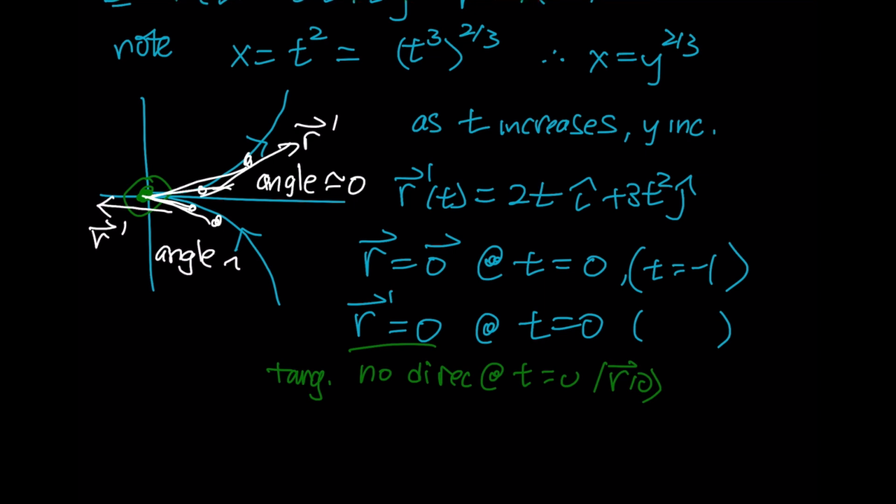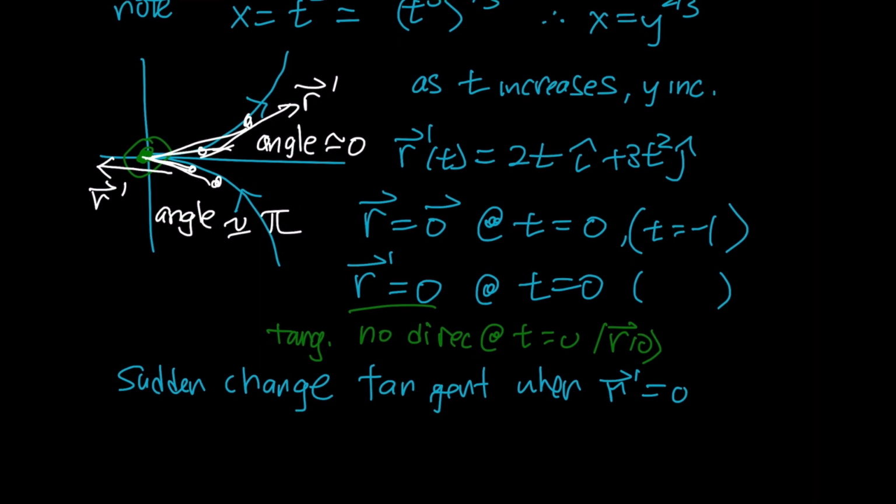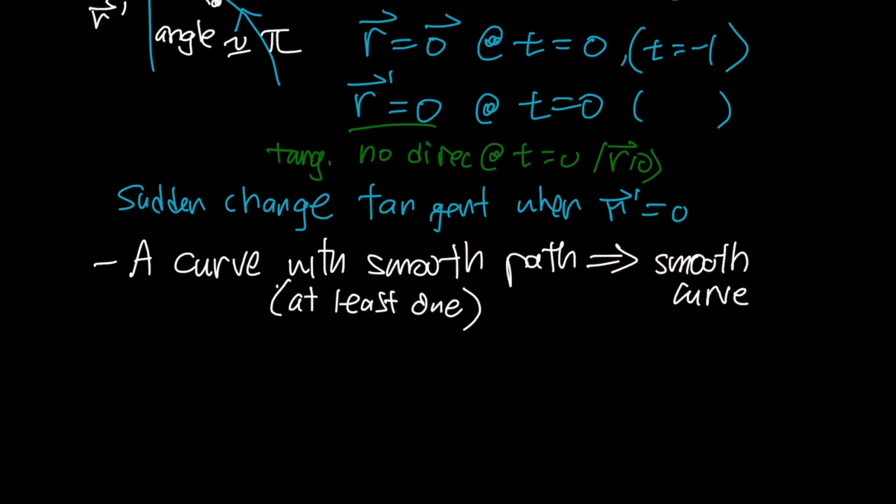So what happens is that there's a sudden change in the tangent direction when this r prime is equal to 0. And that's why we don't want to have that possible. In our definition of a smooth path, we are eliminating this possibility. So a curve with a smooth path is called a smooth curve. In order to be called a smooth curve, not all of the paths need to be smooth. You just have to have one smooth path.